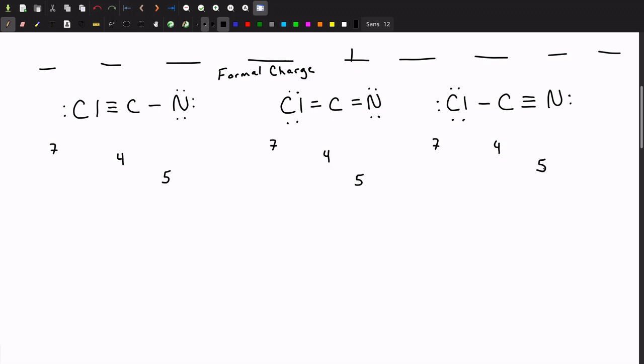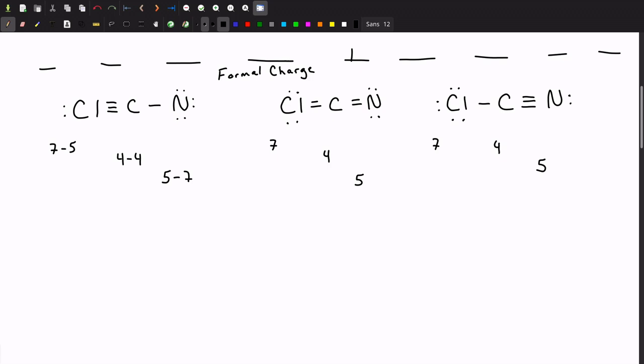Next, we're going to have to do a new count, but in this count, it's going to be different than our octet count. We're only going to count the bonds as 1, not 2. Each of the dots is still going to be 1. So our count for chlorine is 1, 2, 3, 4, 5, minus 5. For carbon, it's going to be 1, 2, 3, 4, minus 4. For nitrogen, it's going to be 1, 2, 3, 4, 5, 6, 7, minus 7.